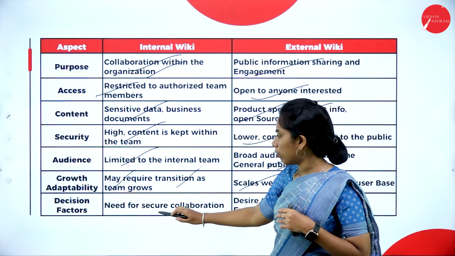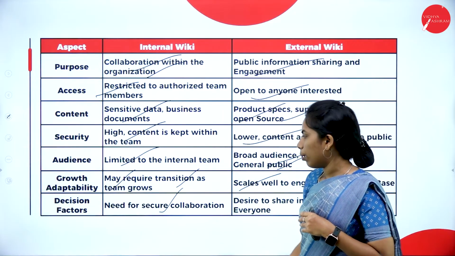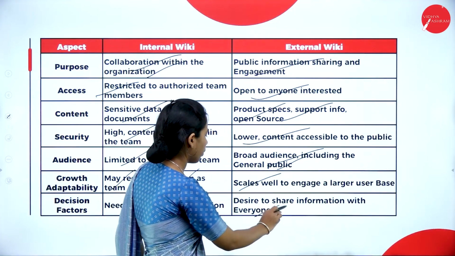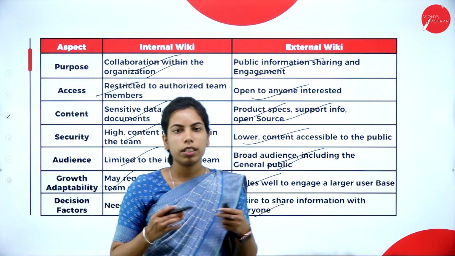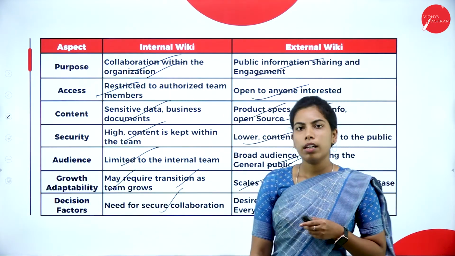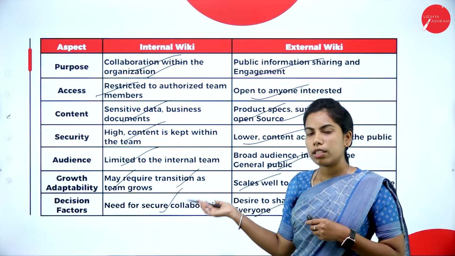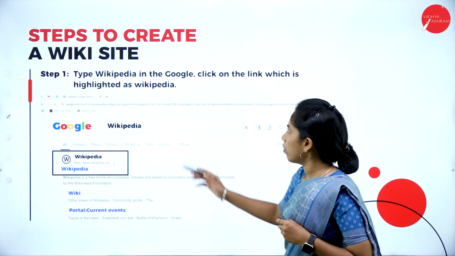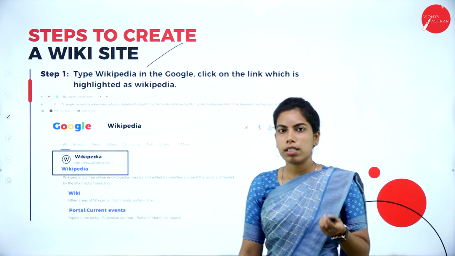Coming to decision factors: the need for secure collaboration for the internal wiki, and the desire to share information with everyone for the external wiki. The information can be shared broadly or publicly, right? These are some of the important features, or differences, between internal and external wiki. So next we move on to how to create a wiki site.